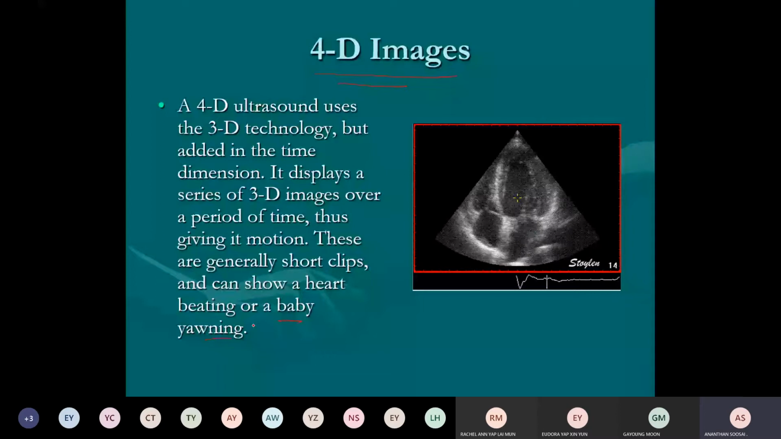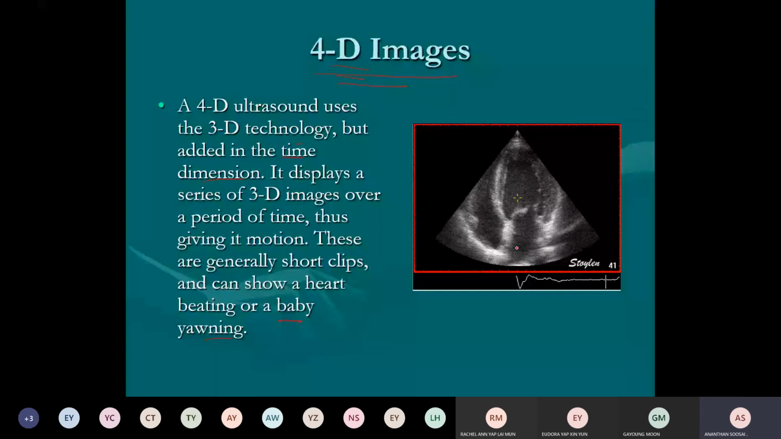Ultrasound penetrates the heart of the baby, and you can see the valve movement, the two valves, the bicuspid and the tricuspid. I don't know which is which. So clearly, this is a 4D image. 4D ultrasound uses 3D technology, but adds the time dimension. It displays a series of 3D images over a period of time, thus giving it motion. This is a short clip of the baby yawning. So they check the heartbeat of the baby and the development.